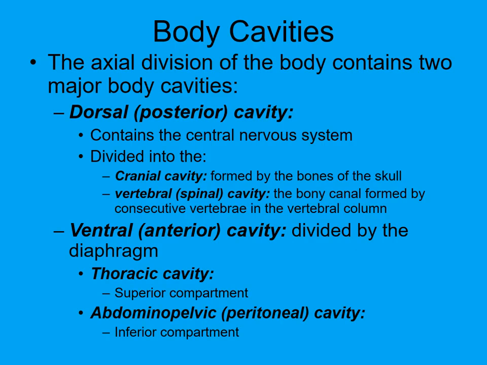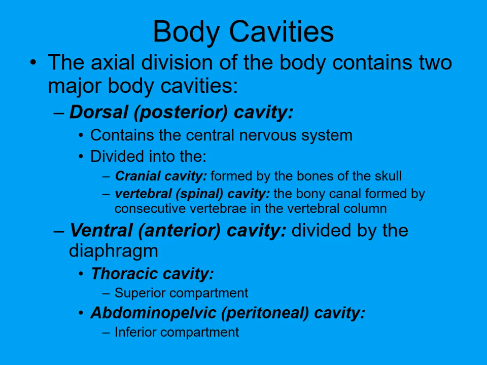So the two main body cavities are going to be the dorsal cavity, also known as the posterior cavity. And within these cavities is your central nervous system. That is going to be subdivided into the cranial cavity, which basically is going to contain your brain. The skull is going to form protection around that cavity. And then the vertebral cavity, also sometimes known as your spinal cavity, that is going to be the cavity that holds your spinal cord.